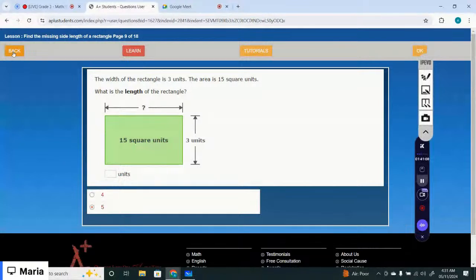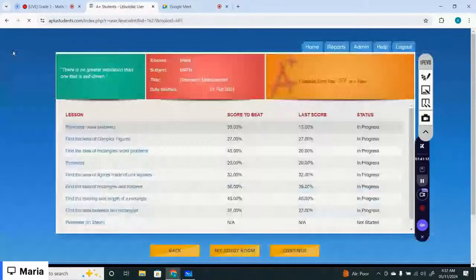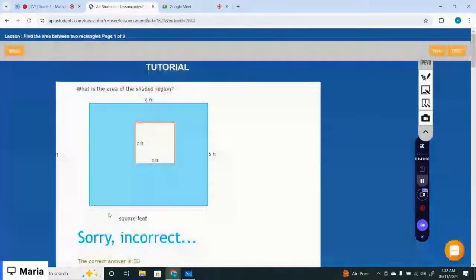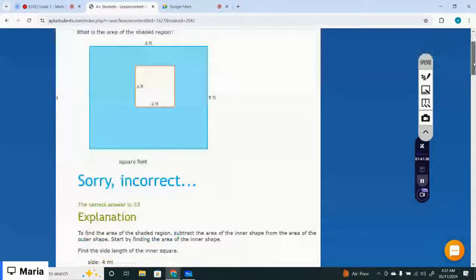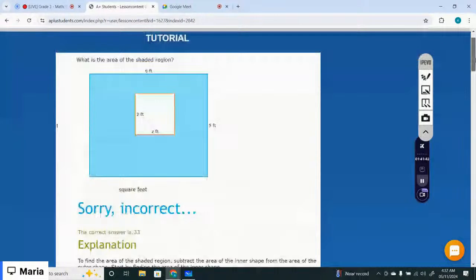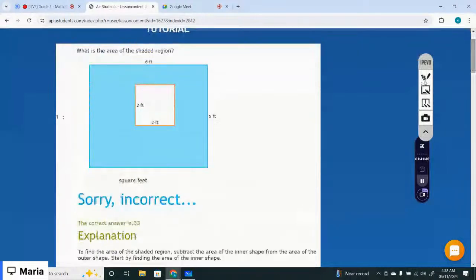You can complete the lesson by yourself later today. Let me just move on to next lesson. The next lesson is find the area between two rectangles. Is the area of the shaded region. Let's just start with the test questions, right?